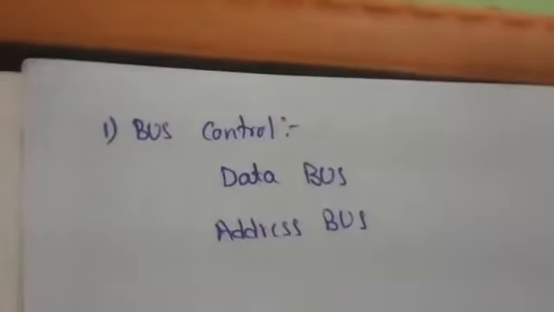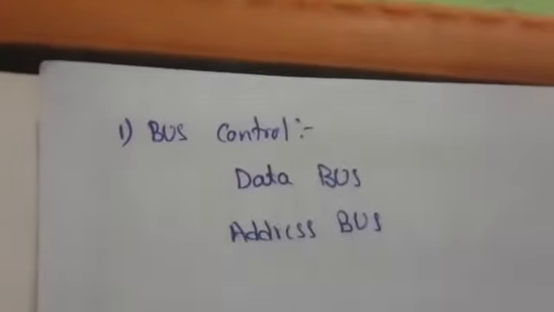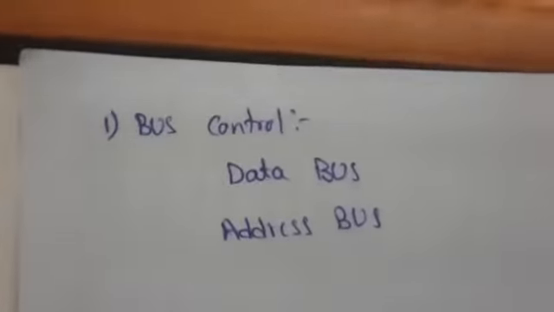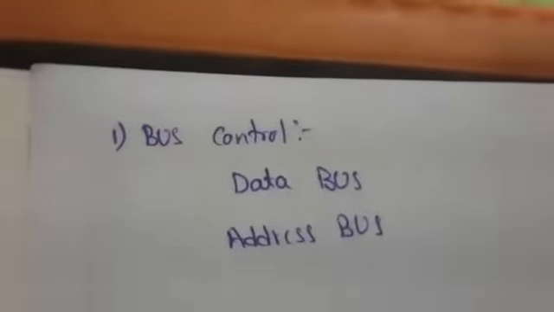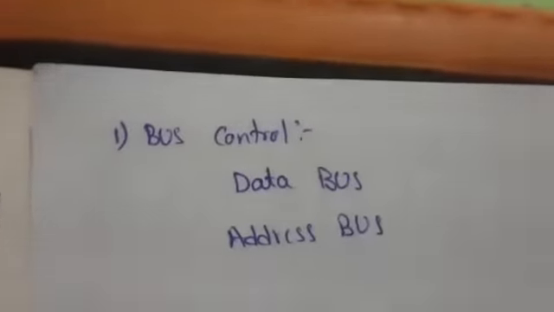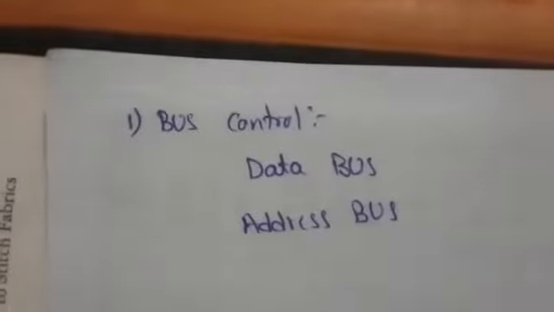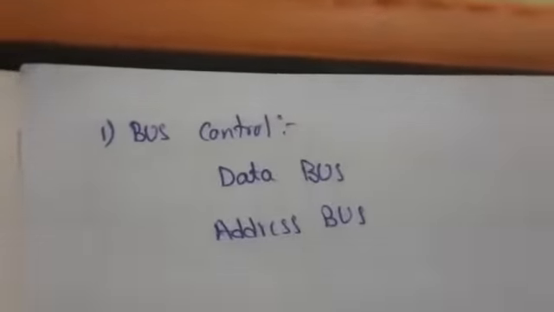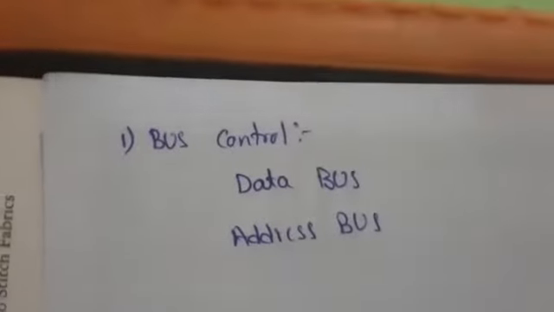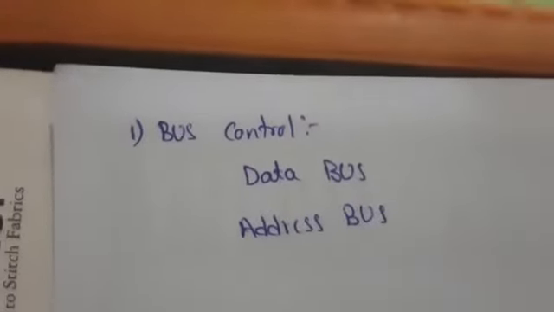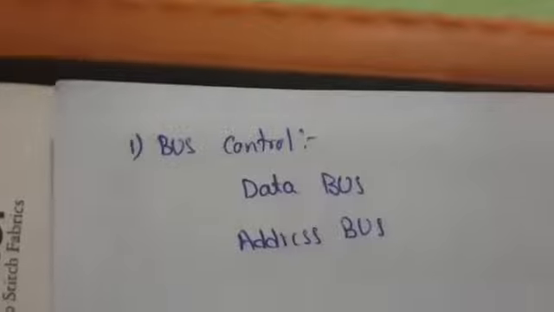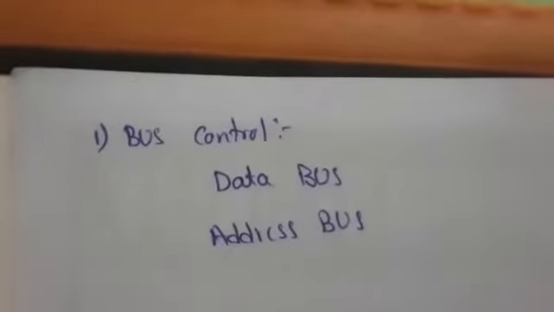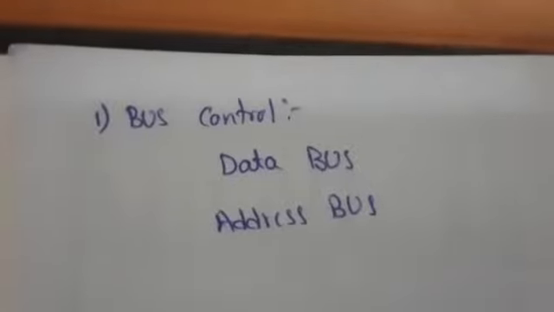Now coming to the first device, that is bus control. We know that a bus is a group of wires. So it has 2 buses, that are data bus and address bus. First, the data bus is an 8-bit data bus, and second one is the address bus. Here we are having a 16-bit bus that transfers information, so it can transfer the address but not data.